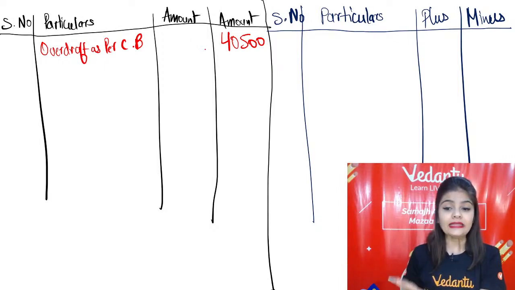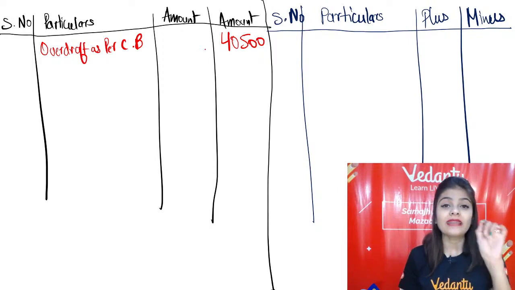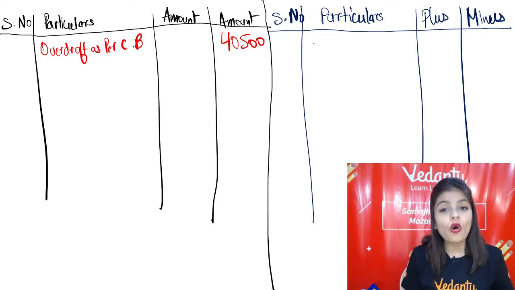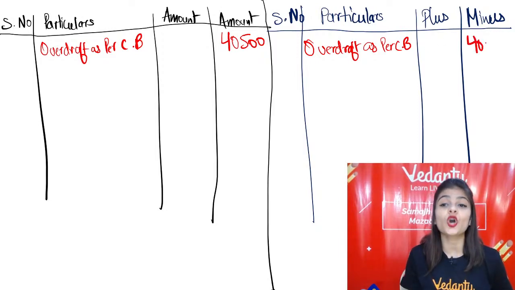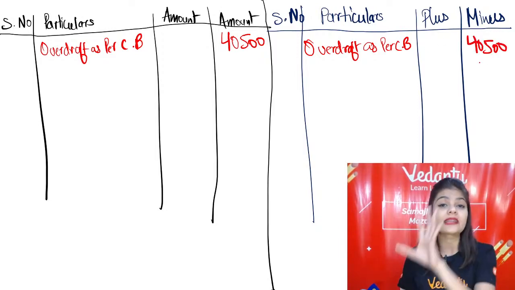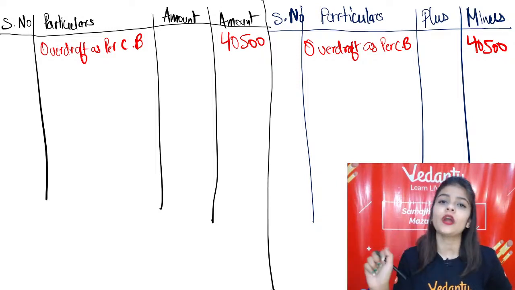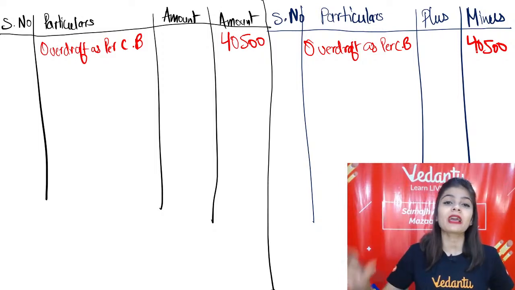But in the second format, you have to look out whether overdraft is positive or negative. So overdraft means negative balance of cash book. Overdraft means negative balance, unfavorable balance. So I will write it in the minus column. मैं किसमें लिखूंगी? Minus column में लिखूंगी. If I write it in the plus column, my whole answer will become wrong.